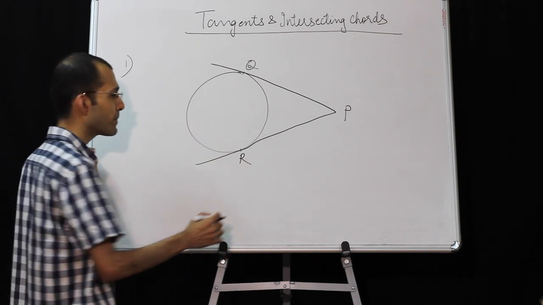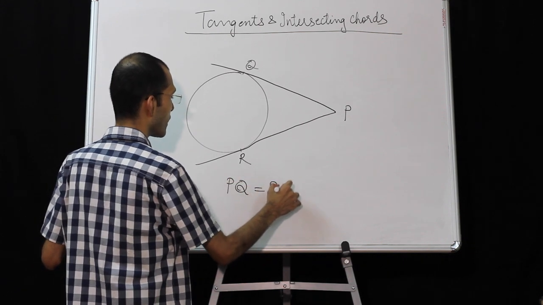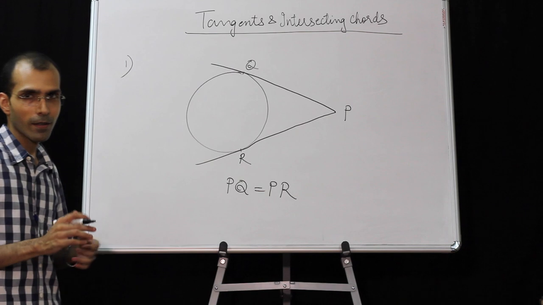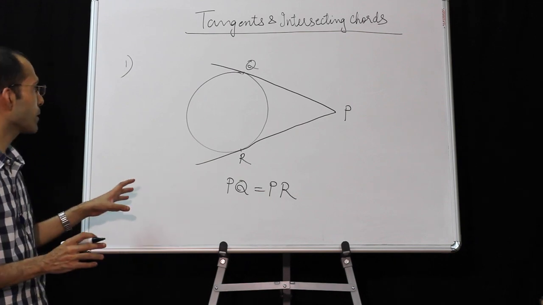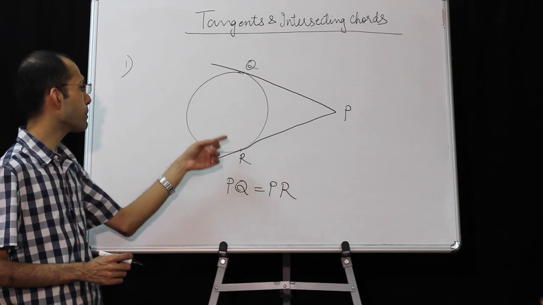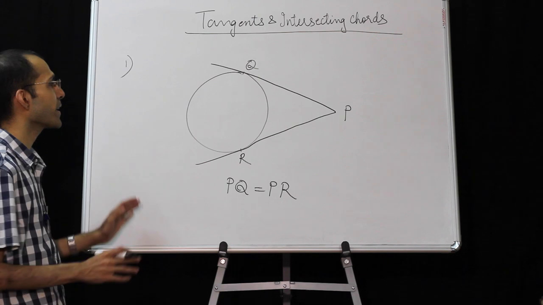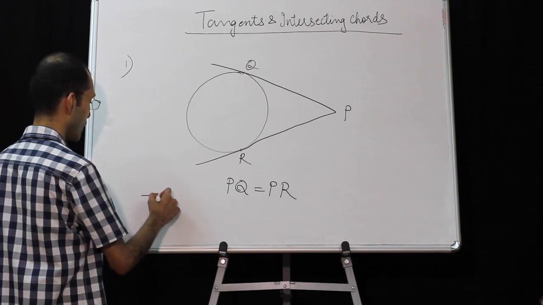Now the concept says PQ and PR are equal. We can even prove this, but we are not going into the proof. We are just giving you the concept directly. PQ and PR will be equal. What is the reason for this? Tangents from an external point are equal.